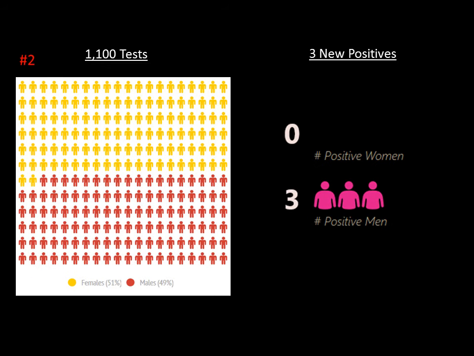So our second example was looking at a CBO that provided about 1,100 tests, and of their total tests, 51% were female and 49% were male. And their positive breakdown is that all three of their positives were men. And when we shared all of this data, we provided each agency with similar charts, so that as we presented this, they could see how their agency stood as we went through the presentation.